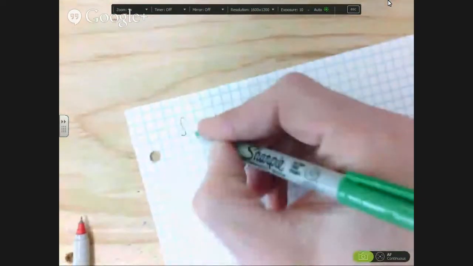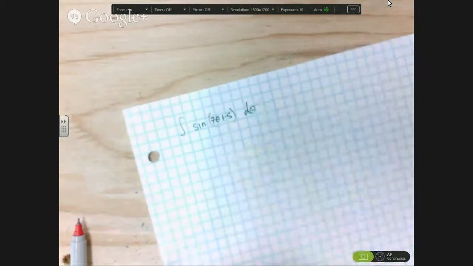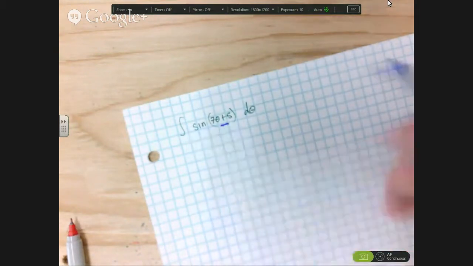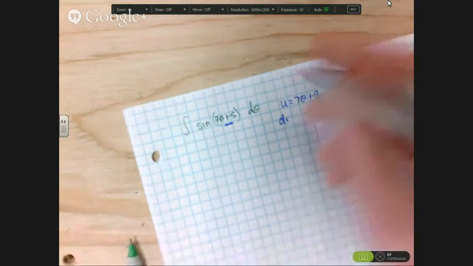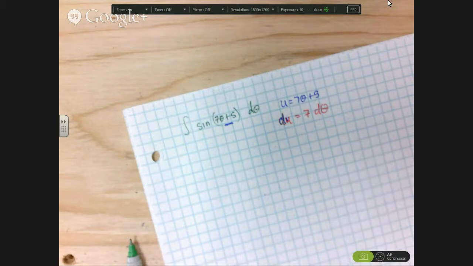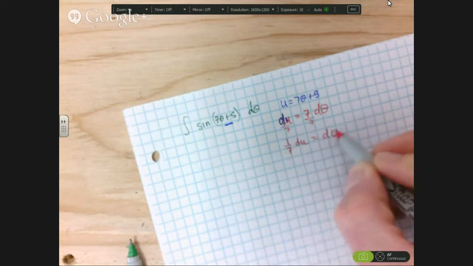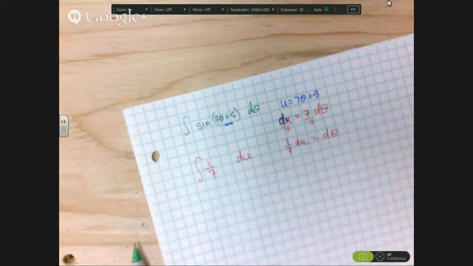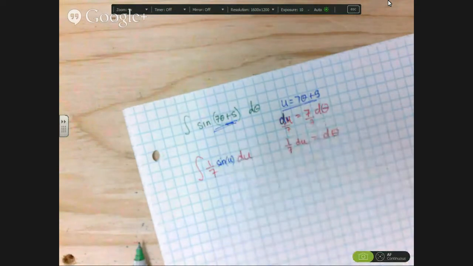Okay. The integral of sine 7 theta plus 5 d theta. Notice there's nothing out here, so it's just a number, but also notice this derivative here is just a number. So I set u equal to 7 theta plus 5, du, and I'll do it a different color, du is 7 d theta. There's no 7 over here, so I'm going to divide by that 7. We get 1/7 du equals d theta. So in my integral, I'll have 1/7 and a du. And in here, I have sine of u. You can take the integral of that.